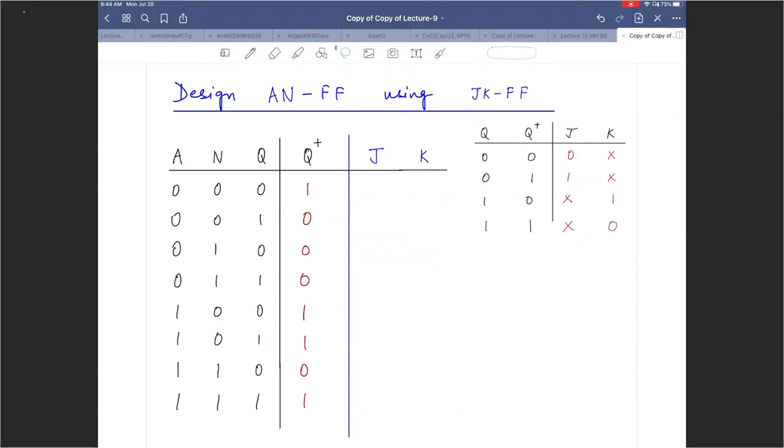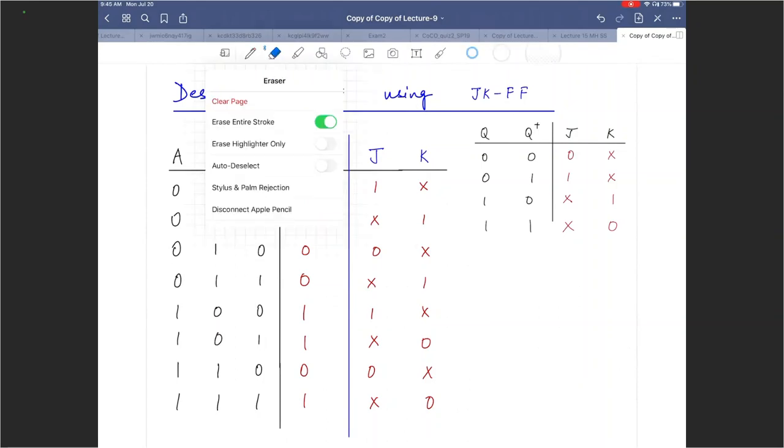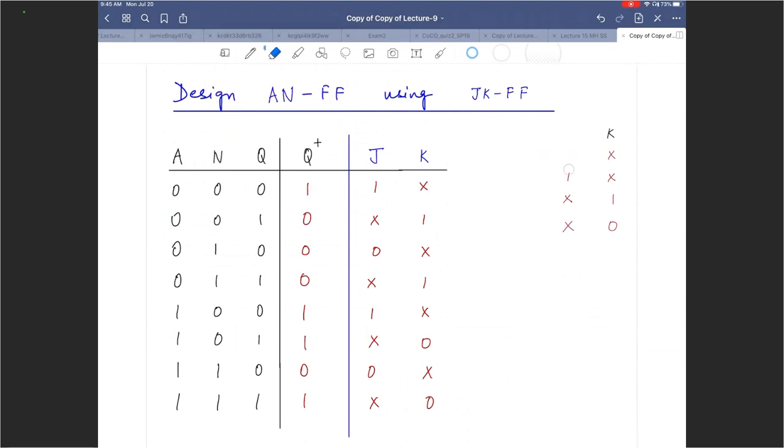The first entry is 0 to 1. So I need to give JK as 1x. Next, 1 to 0, x1. Next, 0 to 0, 0x. Next, 1 to 0, x1. Next, 0 to 1, 1x. Next, 1 to 1, x0. Next, 0 to 0 is 0x. 1 to 1 is x0. So based on the excitation table of JK, I was able to fill everything out. Now, I can get rid of this because I don't need this anymore.